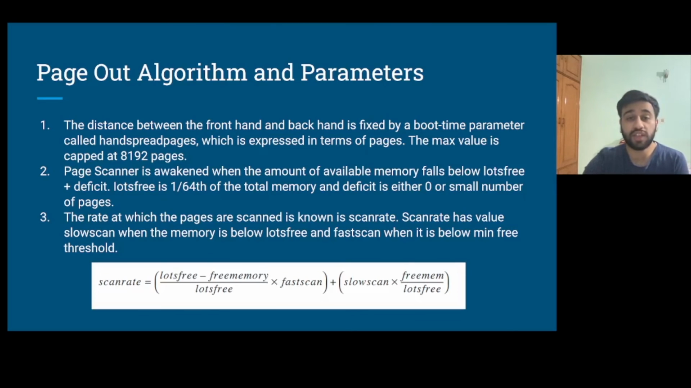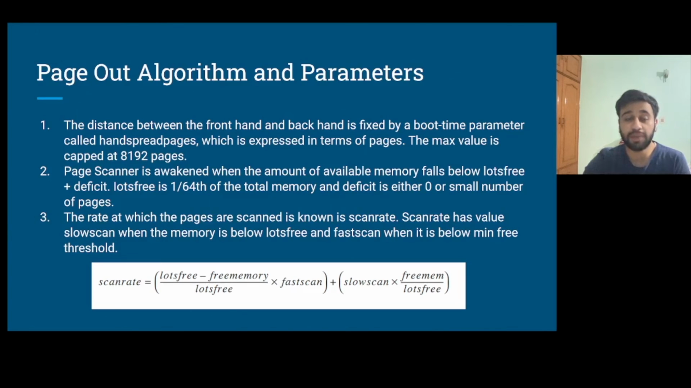So the distance between the front hand and the back hand is fixed by a boot time parameter known as hand spread pages, which is expressed in terms of pages and has a max value of 8192 pages. The page scanner gets awakened when the amount of free memory falls below lots free plus deficit. Lots free is 1/64th of the total memory and deficit is generally 0 or a few pages.